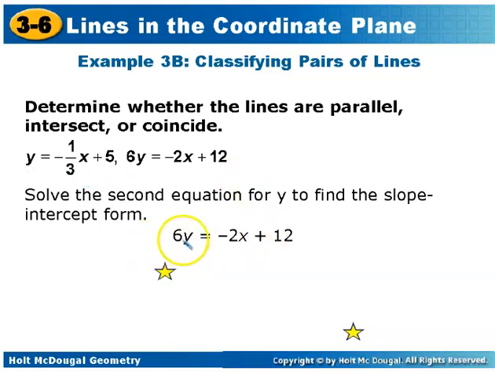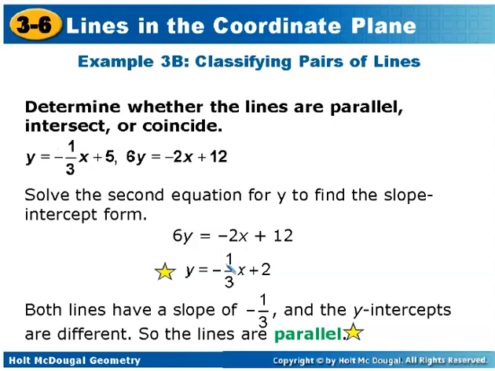So in order to get this into slope-intercept form, I need to divide everything in here by 6, right? Because I want to get 6 away from the y. And right now it's being multiplied. So if I divide that, I get this equation. And I quickly notice something when I compare their slopes. Look at this. Their slopes are the same, which means that the lines are parallel.